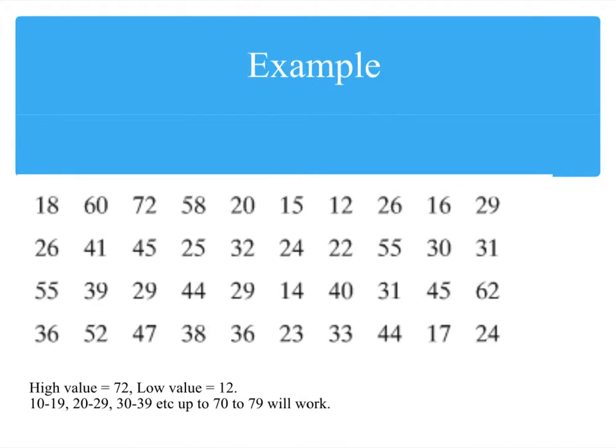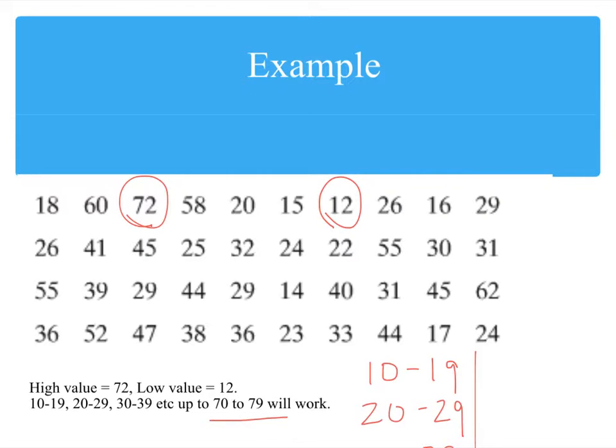So here's what this distribution is going to look like. In this example here, we've got a high value of 72. That's the biggest number, and you can see that number located right here. And we have a low value of 12. So the lowest value that we see here is 12. So we could start our classes from 10 to 19. The next group would then be from 20 to 29. The next group would be from 30 to 39, etc. We're going to go all the way up so that the highest number is included in a class. So that's why I've said here we'd go all the way up to 70 to 79.